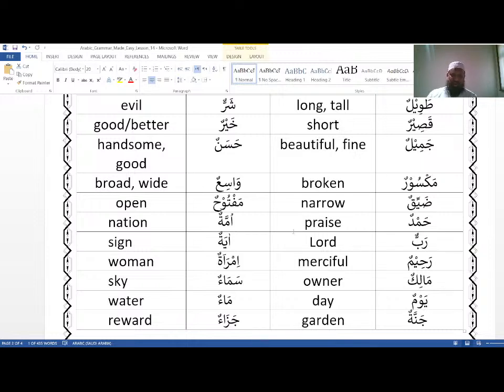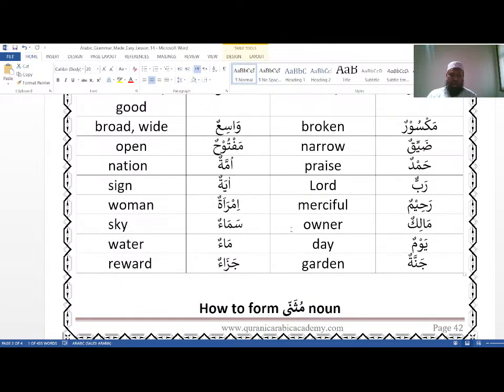So this is all about wahid isms. There are no rules to make a wahid ism. We just have to memorize them. If it's mudhakkar, we memorize. If it's muannas, we still have to memorize. Okay, how to form muthanna. Let's talk about dual now.